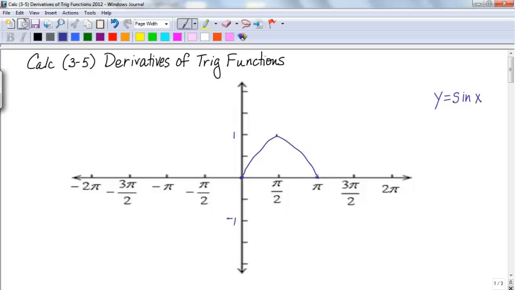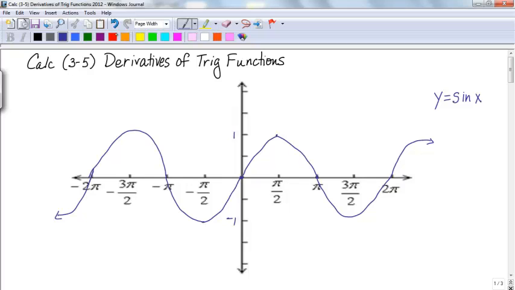At 3 pi over 2 it would be down to negative 1. At 2 pi it would be back up to 0. And so on. At negative pi over 2 it should be down to negative 1. Negative pi it would be back up to 0. Negative 3 pi over 2 it would be back up to 1. And then negative 2 pi back down to 0. So we should end up with a graph similar to that for y equals the sine of x.